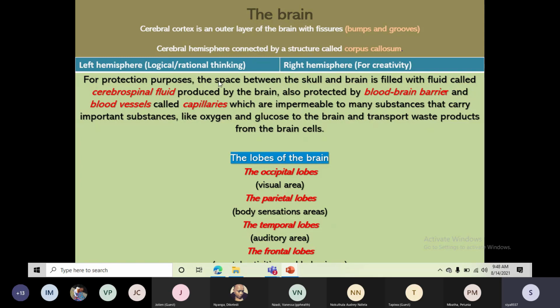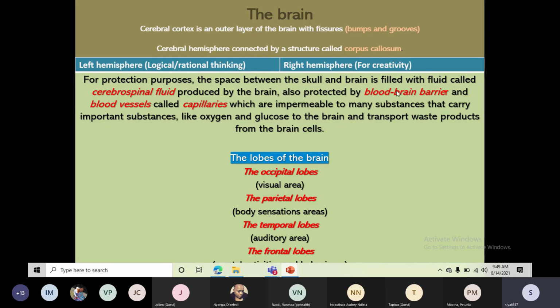Then what protects the brain? The skull, and the brain is filled with a fluid called cerebrospinal fluid. The brain needs to float within the skull and not attach to the skull. That is due to cerebrospinal fluid. In short, imagine the brain inside the skull, and you pour cerebrospinal fluid so that it won't attach to the skull, or there will be movement. It won't be damaged as well. Cerebrospinal fluid is produced by the brain.